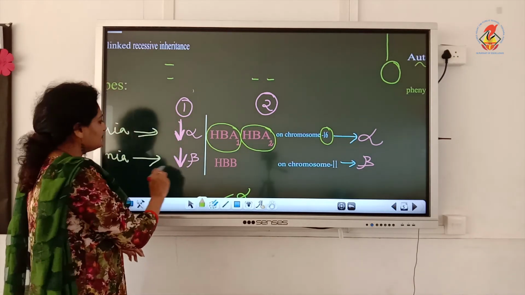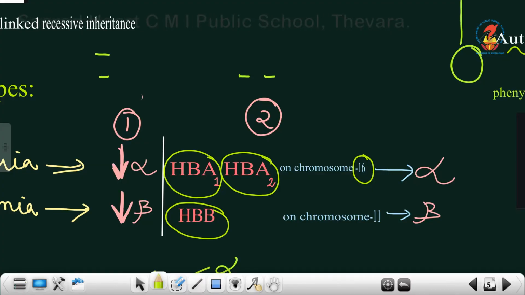Now here in beta thalassemia, the name of the gene is HBB. HBB, remember to write it in caps lock. And the HBB gene is located on chromosome 11 of both the parents. Both the parents should have the drawback, and if they happen to marry, the child born will have beta thalassemia.